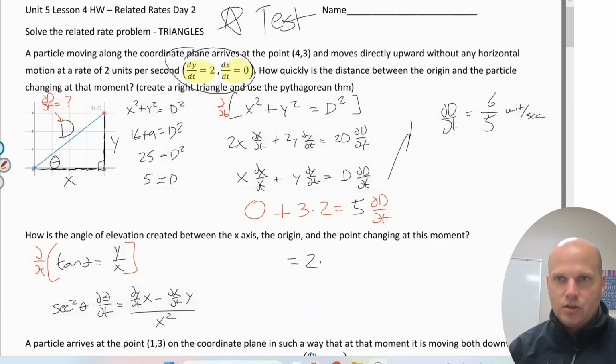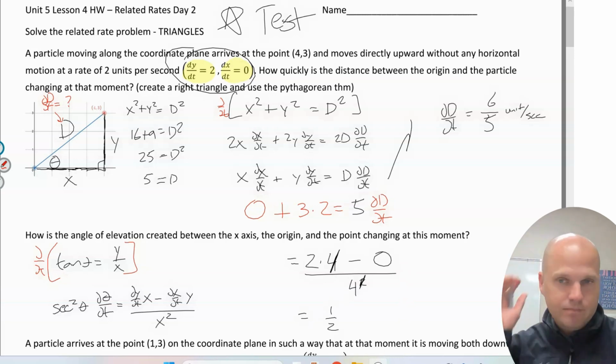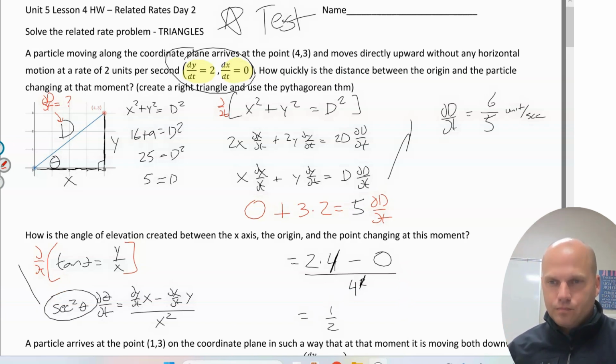dy dt is 2 when x was 4. That's the x coordinate 4. We have that dx dt is 0. That's nice. We have that x is 4, so we got 4 squared here. So honestly, right away, I can drop a 4 and I can simplify this to be 1/2 on the right side. Now let's think about the secant squared of theta.